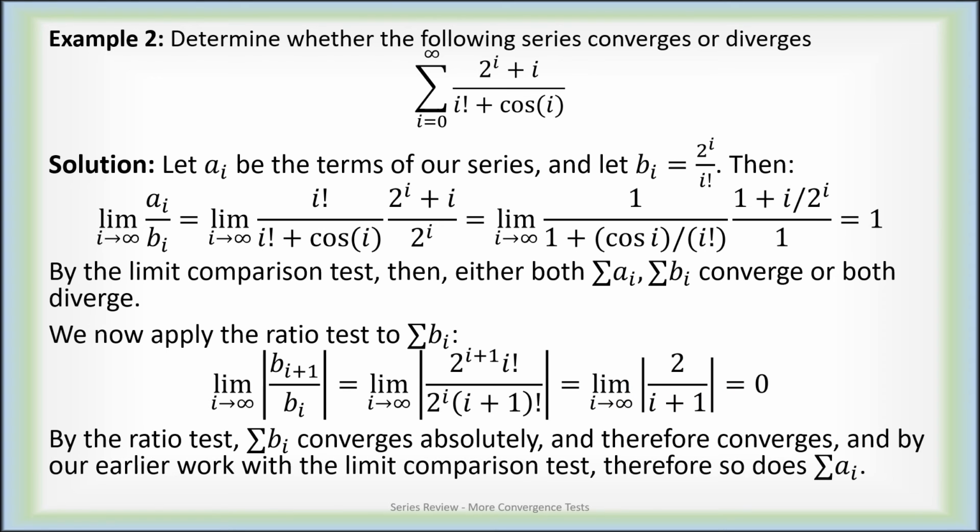So by the ratio test, we got a limit and it was less than 1. It was 0, in fact. Therefore, the series of b_i converges absolutely. Since that series converges absolutely, it also converges. And now that we've determined the series of b_i converges, our earlier result with the limit comparison test tells us the series of a_i also converges.